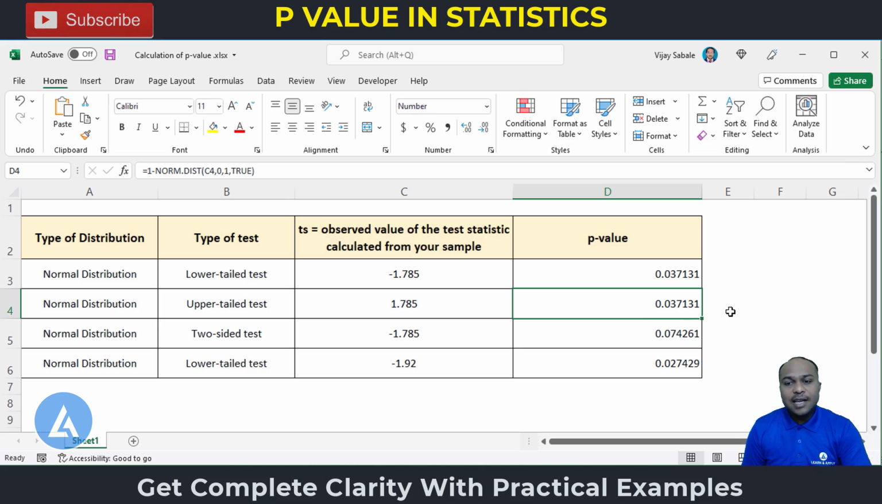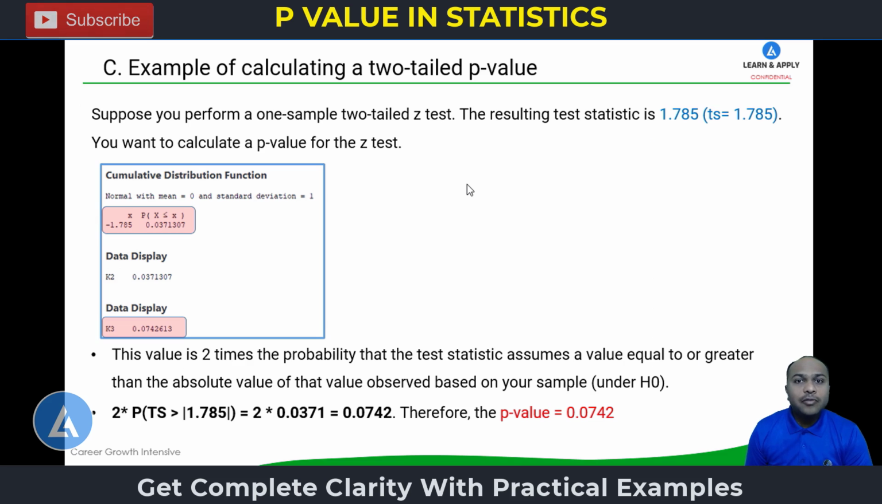Now, let's take an example for calculation of the two-sided test. We can continue with the same example. Suppose you perform a one sample two-tailed Z test. The resulting test statistic here is 1.785. That means small ts is equal to 1.785. Now you want to calculate a p-value for the Z test. Here we need to remember that this is a two-tailed test. So we need to use a different formula to calculate this p-value. Okay, so let's understand how to calculate that in Minitab first and then how to calculate that in Excel.